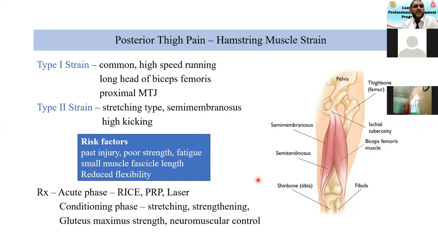For treatment of hamstring injuries, the acute phase is ice therapy, and platelet-rich plasma and laser have promising results. After the acute phase, there is a conditioning phase with stretching and strengthening of the muscles. And then it is important to strengthen the gluteus maximus and also neuromuscular control.